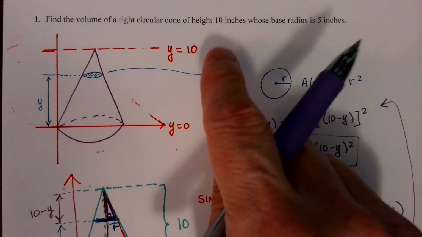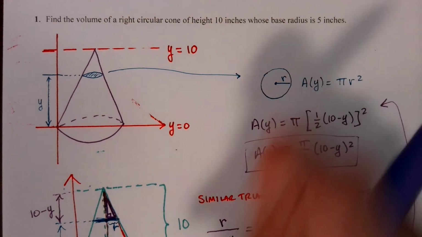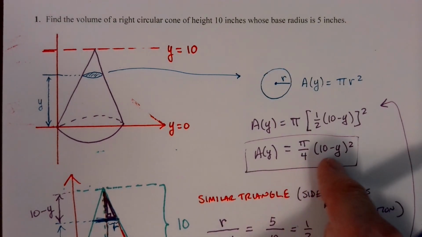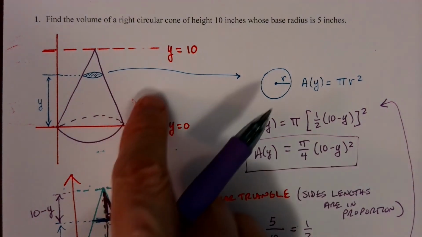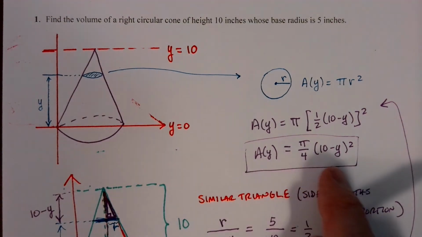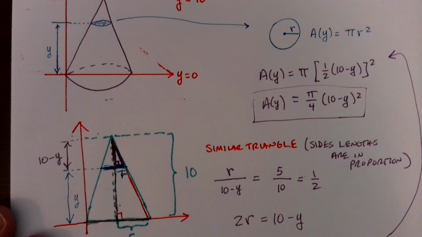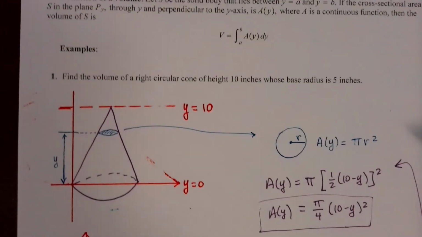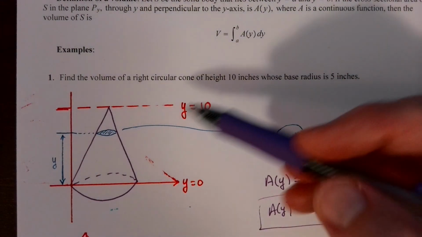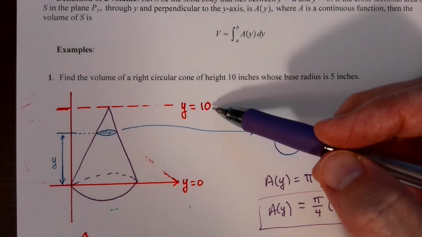You can compute pi times r squared. It's equal to this if y is 0. And obviously if y is 10, the area of the circle goes to 0, which is clear from that formula. Okay, so now what do we do to find this? We're going to integrate this cross-sectional area from what? Well, what are we integrating from? Y equals 0 to y equals 10.